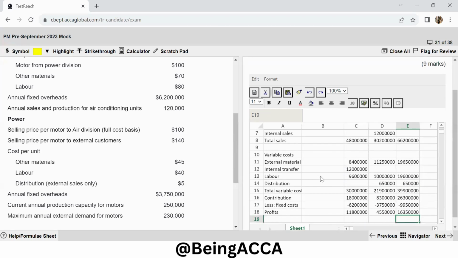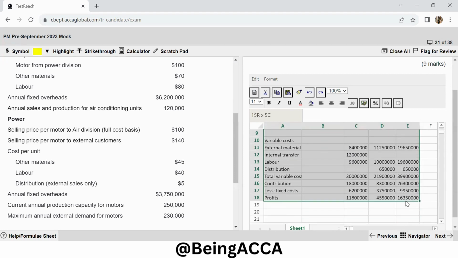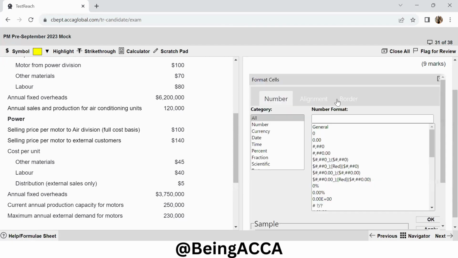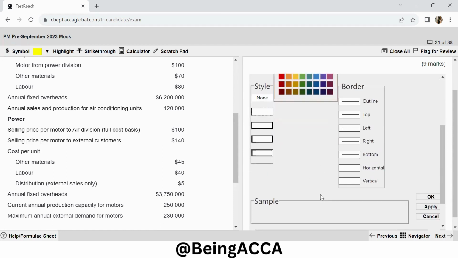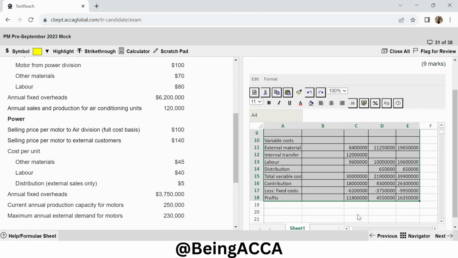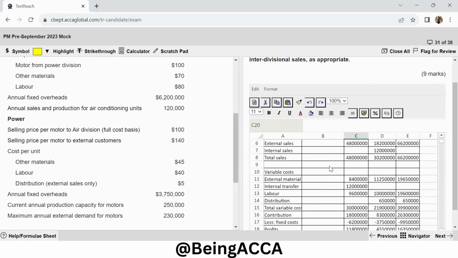Now, in order to beautify this, you can also format and put a table over here. Just select the cells, go till the very bottom, and you can go to format, cells, then go to border, then select any of these styles, then select these horizontal, vertical, and click on OK. And with this, your data has been put into a beautiful table over here, right?